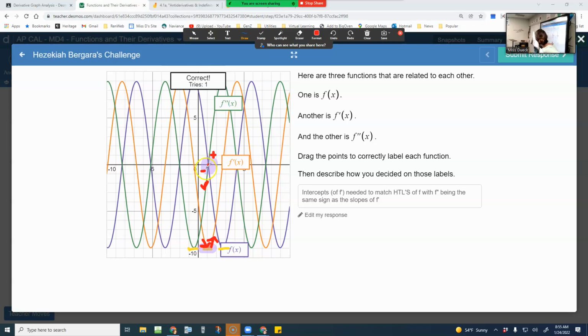But here, I know for sure green has to be the derivative of orange, and then what we already noticed was that purple could be derived by orange, but orange could not be derived by purple. Actually, no, orange is derived by green. We already figured that out. So purple must be f, orange must be f prime, and green must be f double prime. If purple has a derivative of orange, and orange has a derivative of green, then there we go. Was there anybody else's besides Hezzy's?